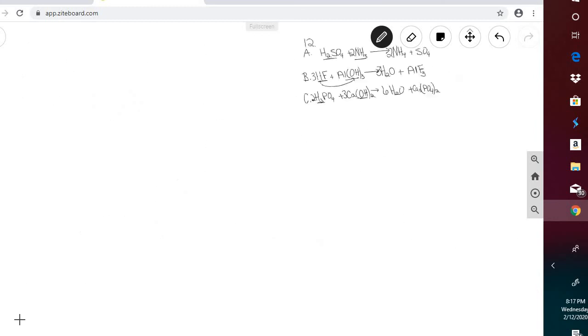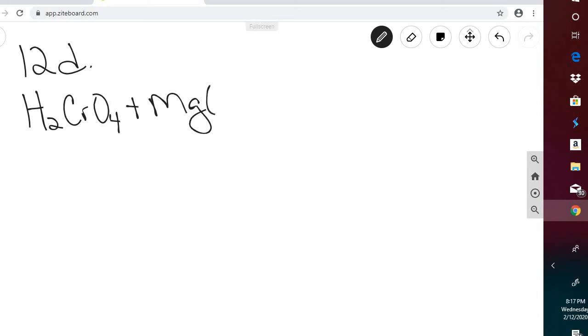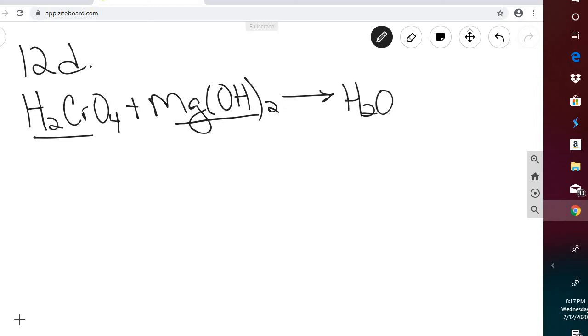Okay, and then the last one for number 12, so 12D, is H2CrO4 and magnesium hydroxide. Okay, so here's our acid, here's our base because of hydroxyl ions. So we're going to make water and salt. So you'll have magnesium chromate.